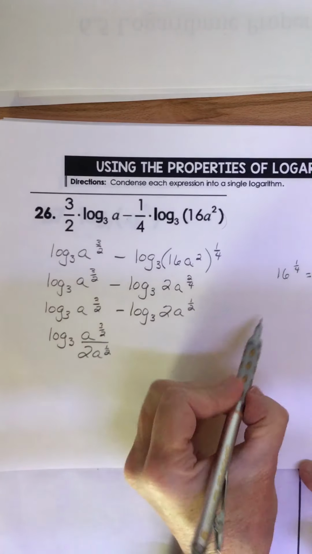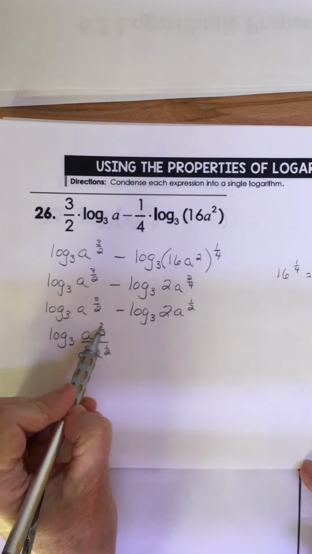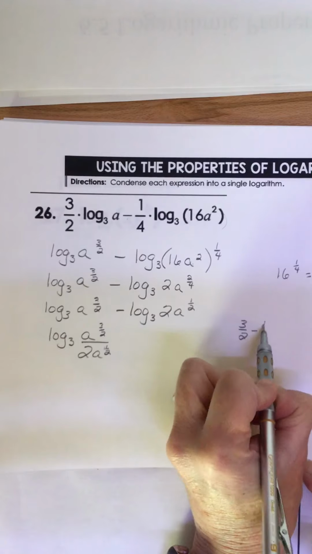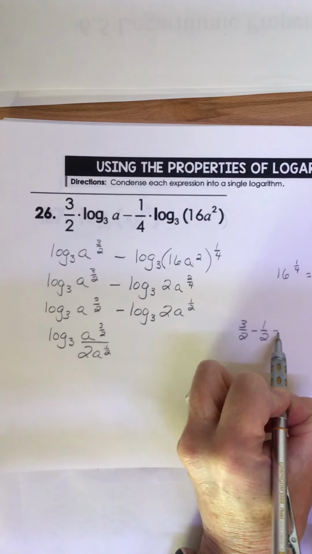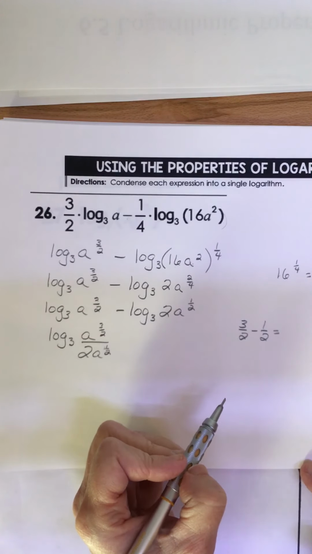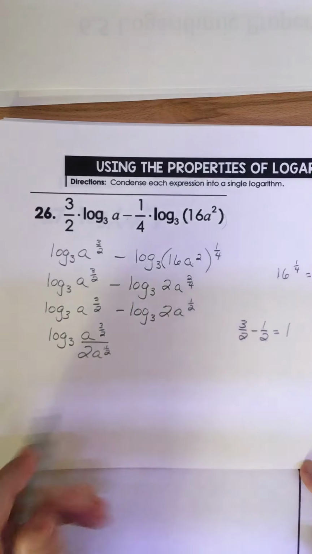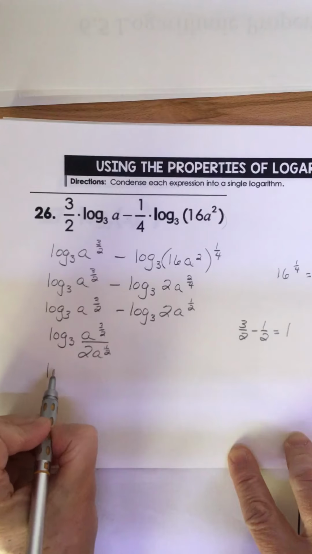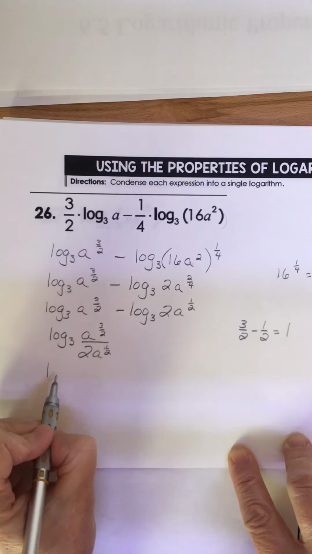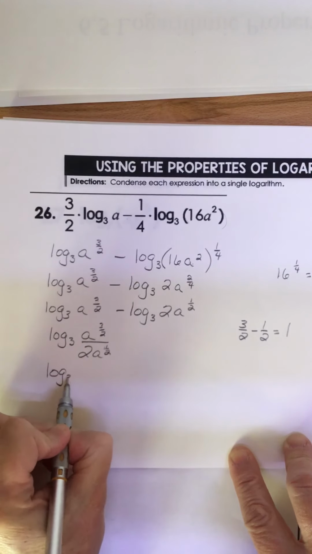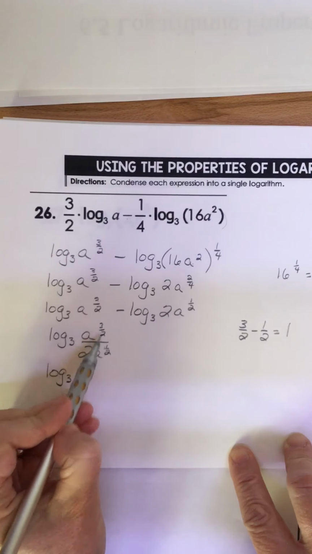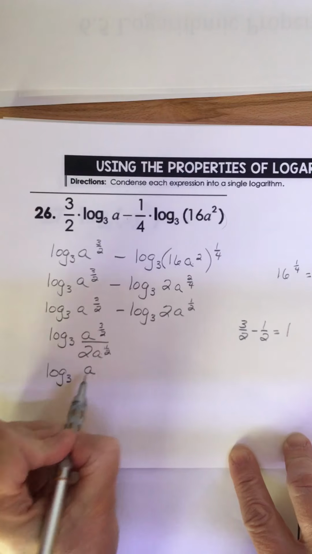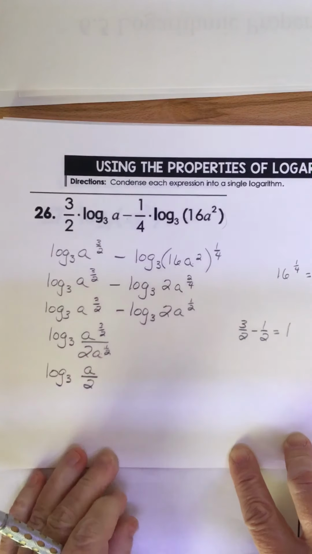So just on a side note here, we know that we've got to subtract, so 3 over 2 minus 1/2 is actually going to equal 2 over 2, which is just 1. Okay, so then this would be log base 3 of, and since this equals 1, it's just going to be a over 2.